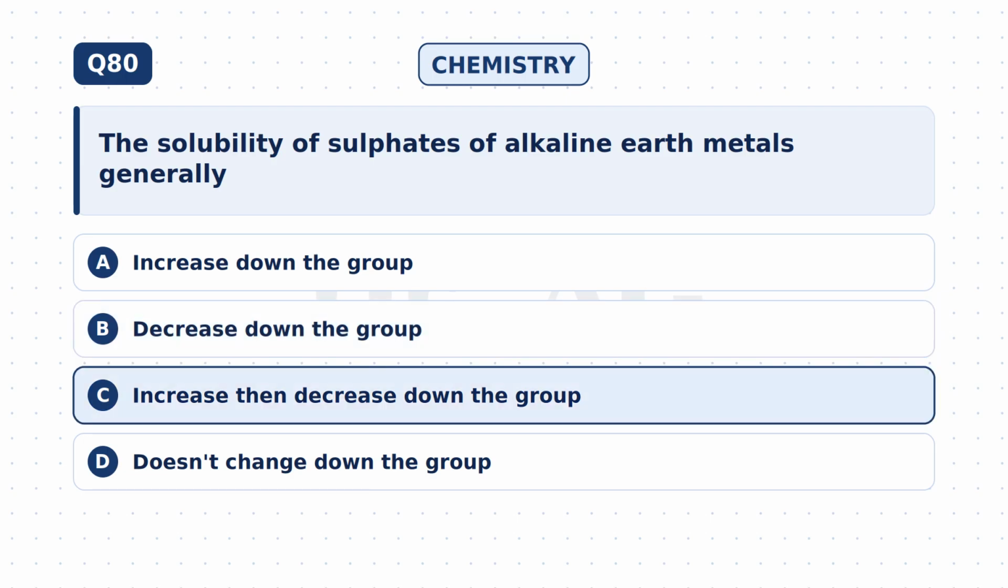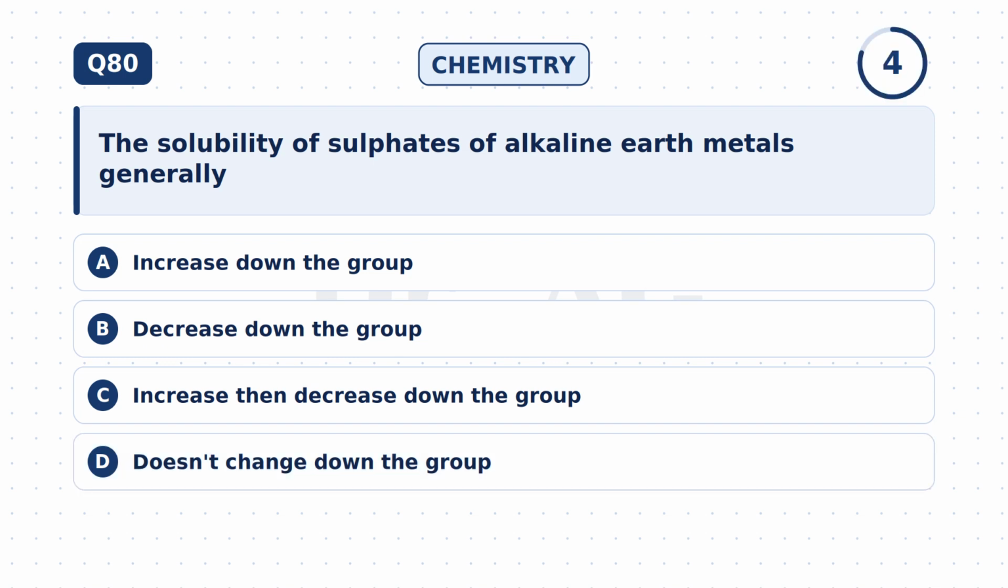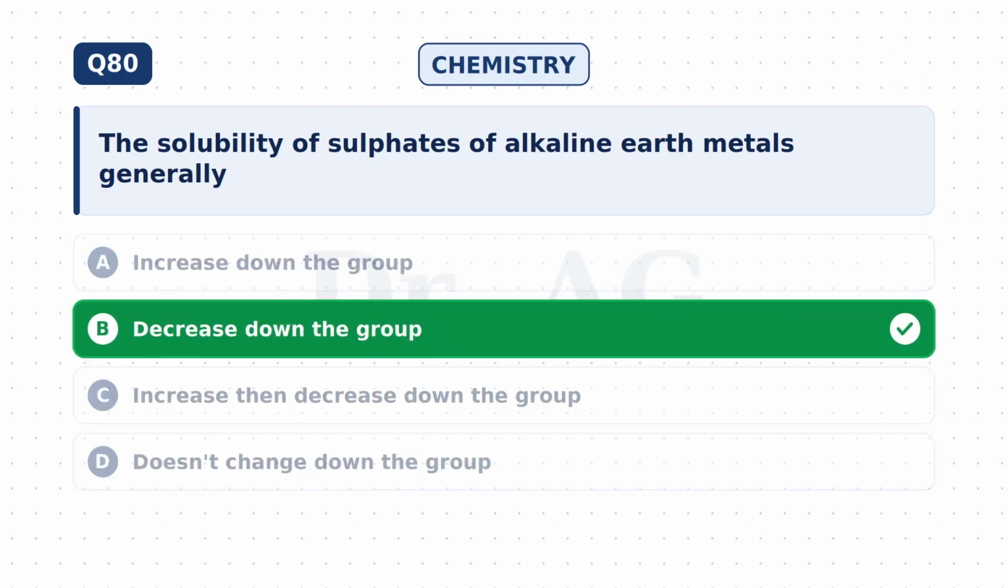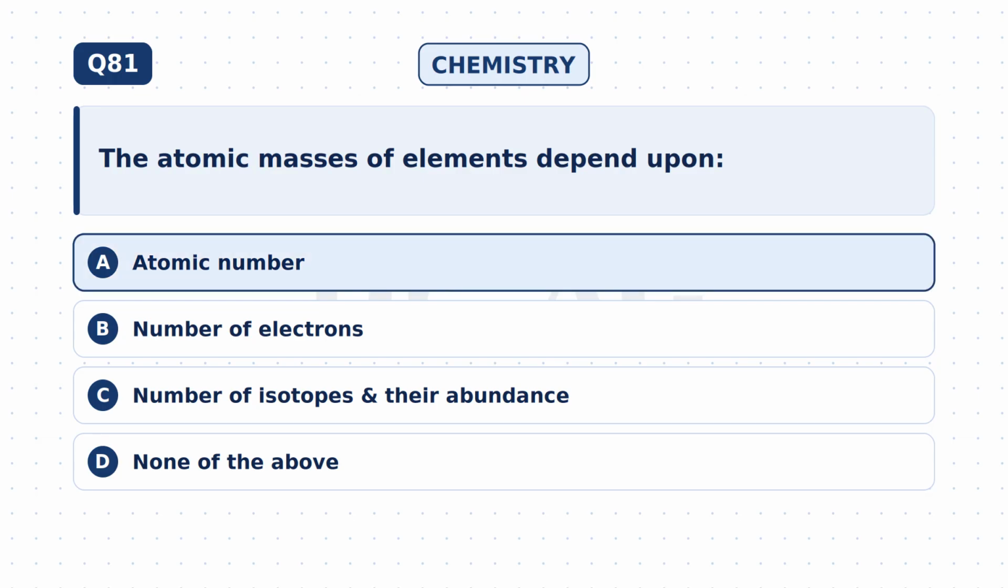Option C, increase then decrease down the group. Option D, doesn't change down the group. The correct answer is B, decrease down the group. Question 81. The atomic masses of elements depend upon: Option A, atomic number.